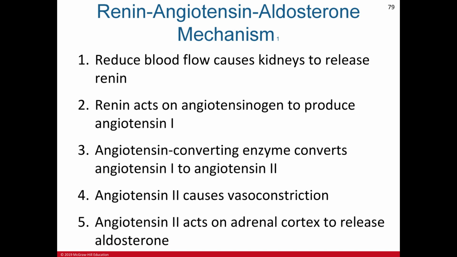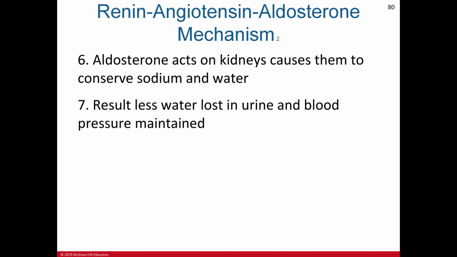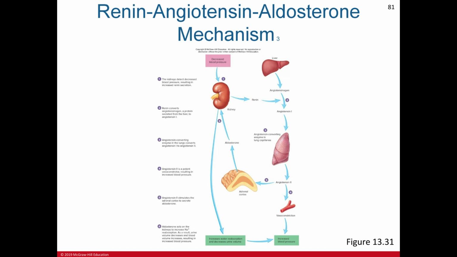Do note that angiotensin 2 causes vasoconstriction, which is a very potent vasoconstrictor. Angiotensin 2 will act on the adrenal cortex to release aldosterone. This aldosterone will stimulate the retention of sodium and water in your kidney. So there will be no urine output. More water will be conserved, and then it will increase the pressure inside your body. So it will increase the blood pressure.